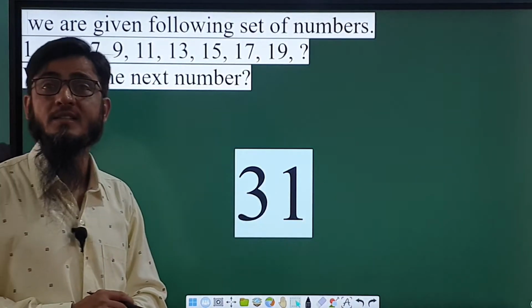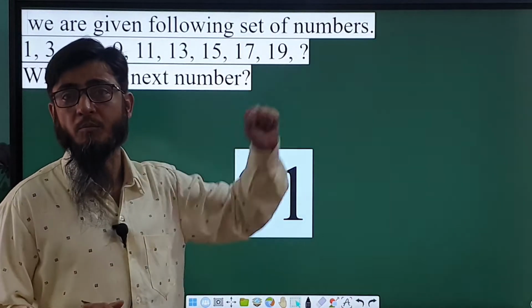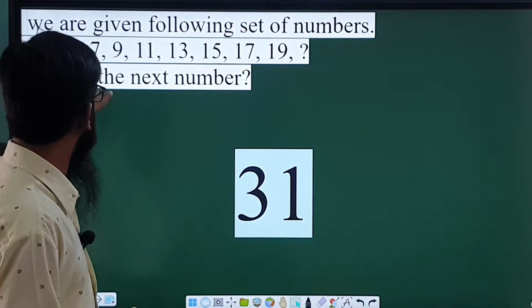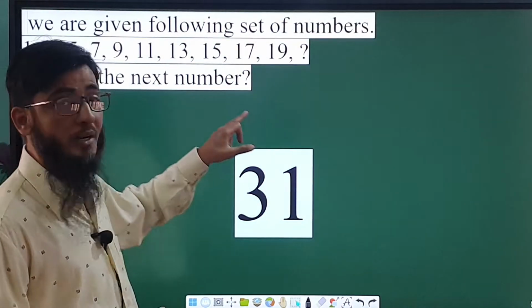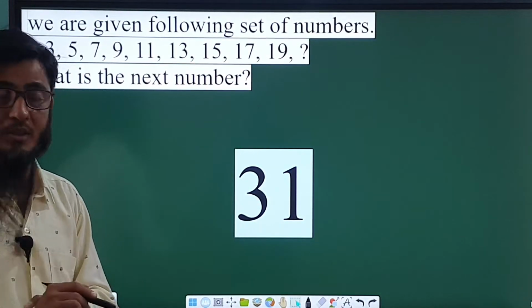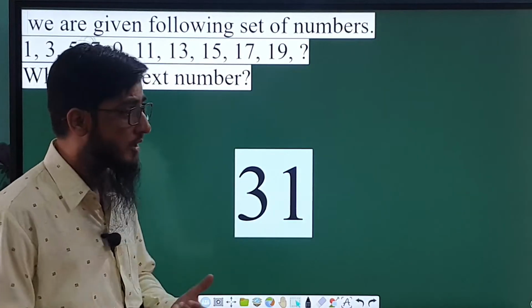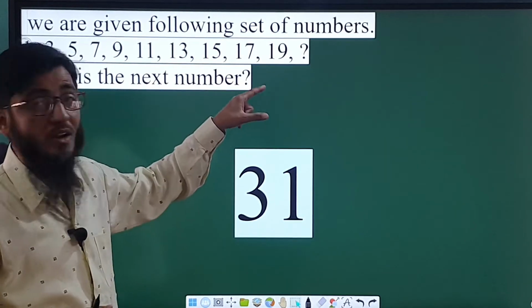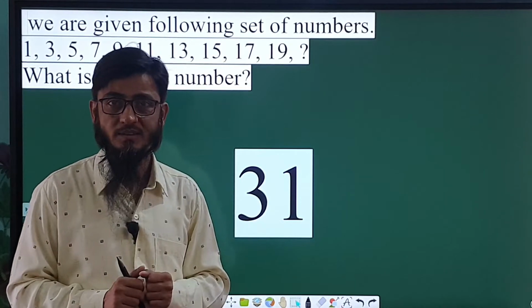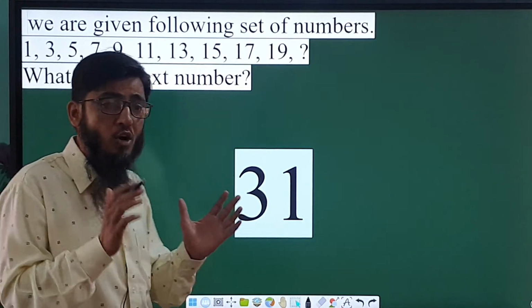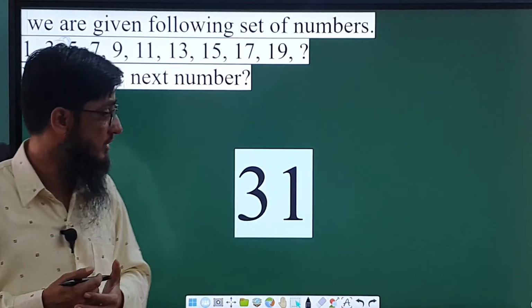And another possible answer is 31. Why? All these are odd numbers, but I say all the digits in these numbers are also odd. So the next number should also have both the digits odd. If I take 20, 21, 22, it contains an even digit. So the next number which contains both odd digits is 31. So if the students try to focus and analyze the problem, they can come up with these innovative solutions.